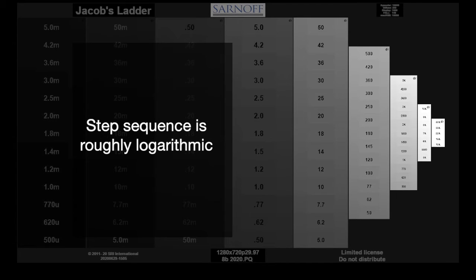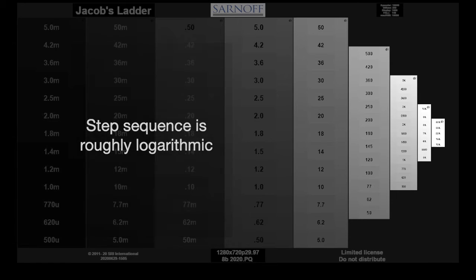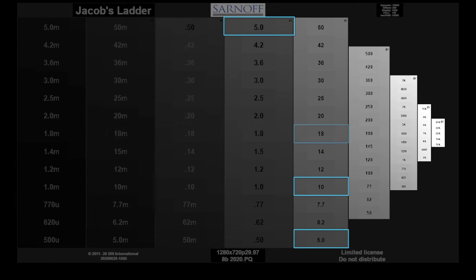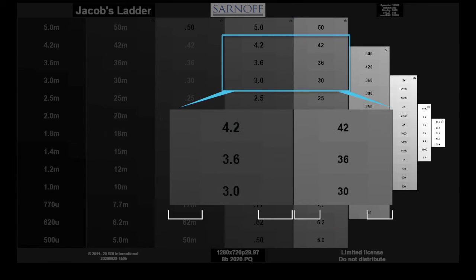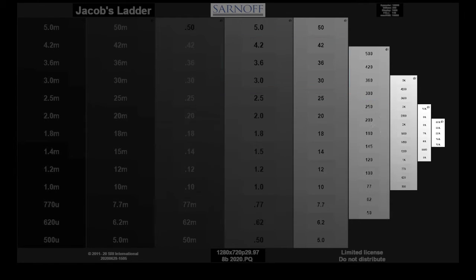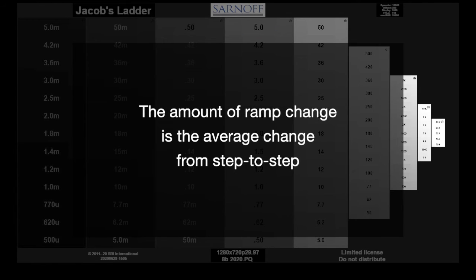The step sequence is roughly logarithmic, with certain values like 5, 10, and 18 deviating slightly from a strict log sequence. At the left and right of each step, there is a shallow gradient or ramp. At the left, the ramp matches the main step at the top and becomes darker moving down. At the right, the ramp matches at the bottom and rises moving up. The amount of ramp change is the average change from step to step.